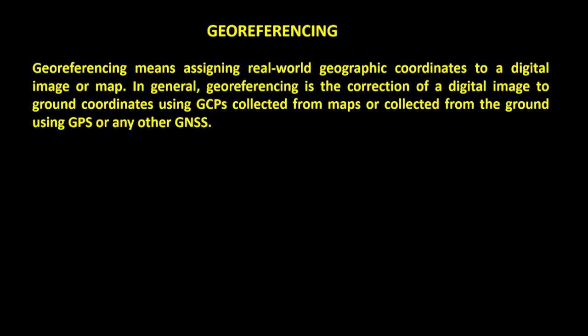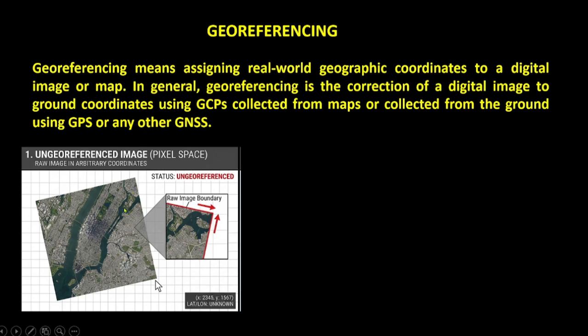Now if I show you an ungeoreferenced image, see here, it is an ungeoreferenced image which is not georeferenced with the geographical coordinate system. It also has a coordinate system, but it is not a geographical coordinate system. It is a pixel coordinate system. See here in the right bottom corner, X 2345, Y 1567. It shows the pixel coordinate system.